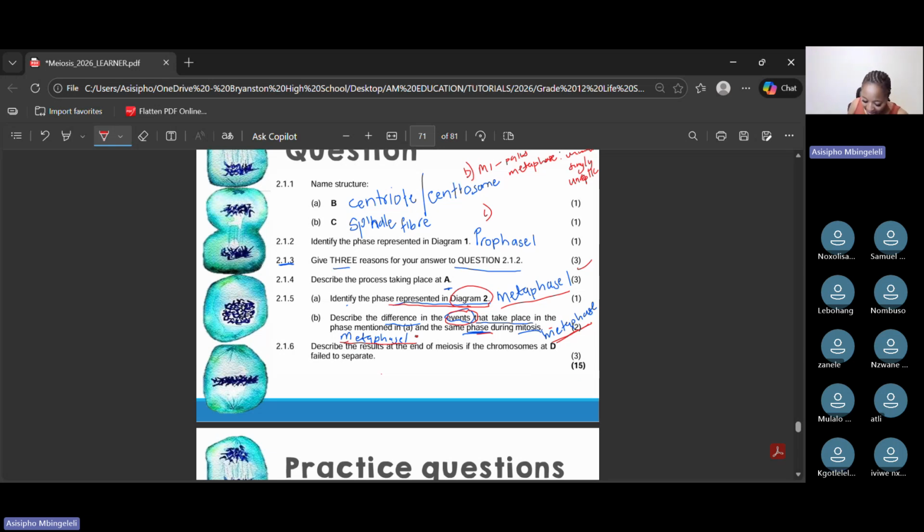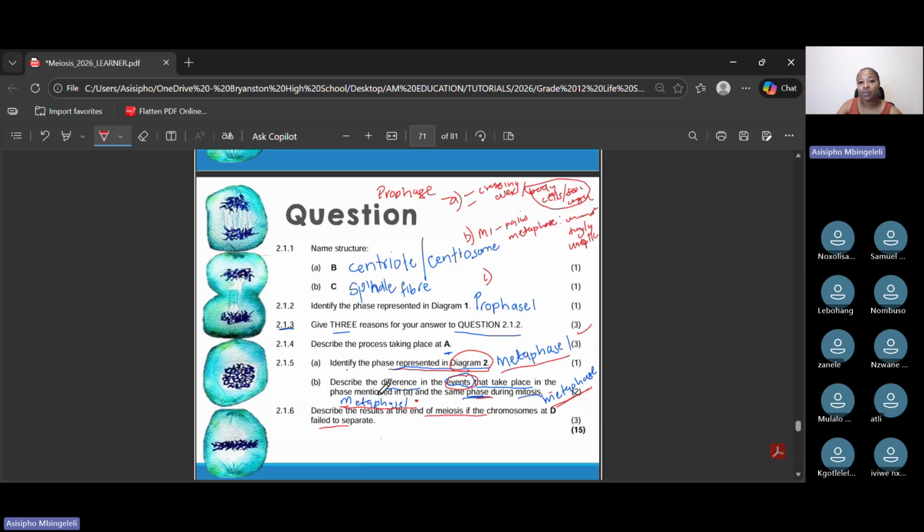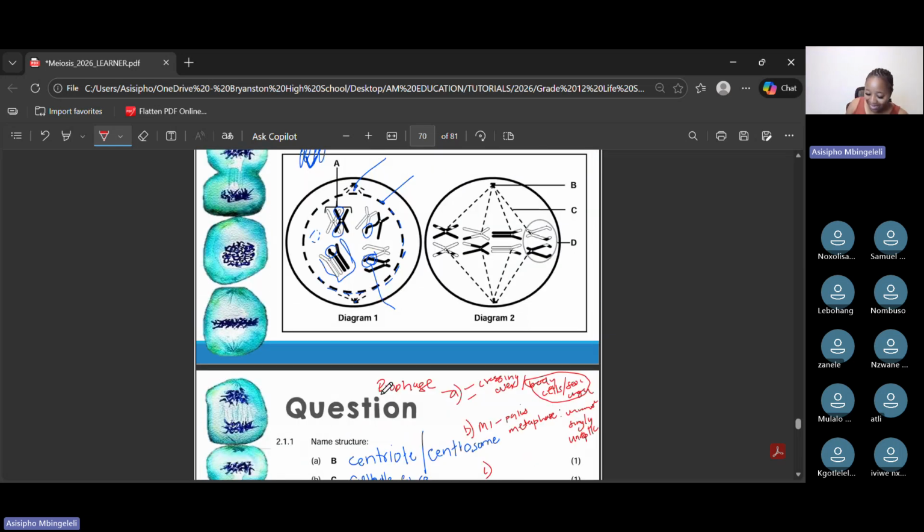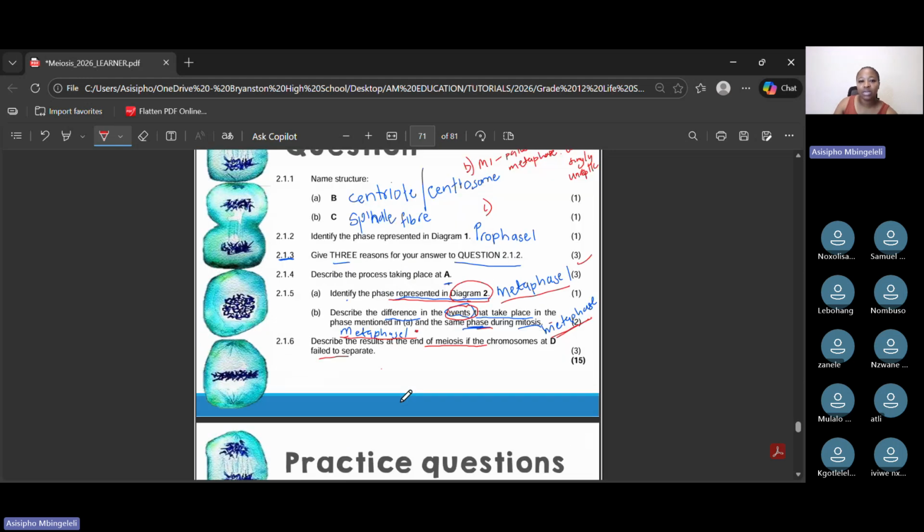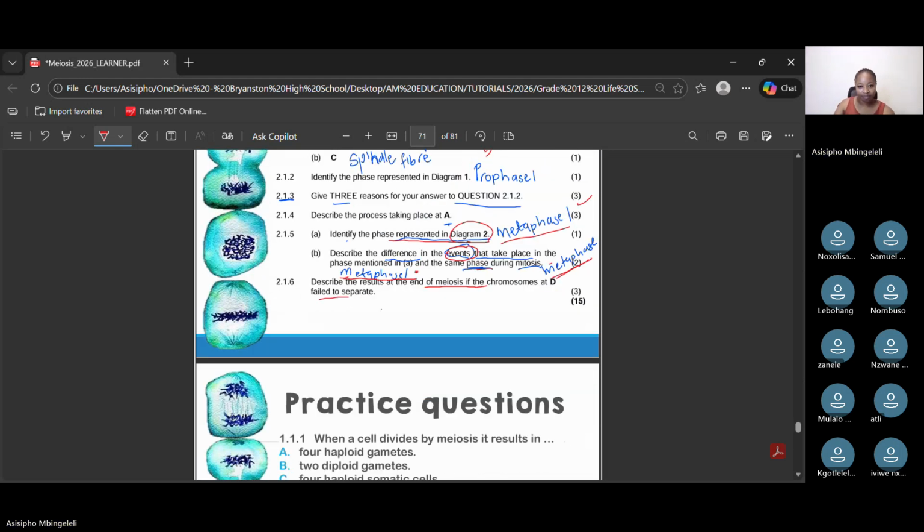Describe the results at the end of meiosis if the chromosomes at D failed to separate. Let's go up and see where D is. If the chromosomes at D failed to separate, I need you to apply your non-disjunction content information to answer this for 3 marks.